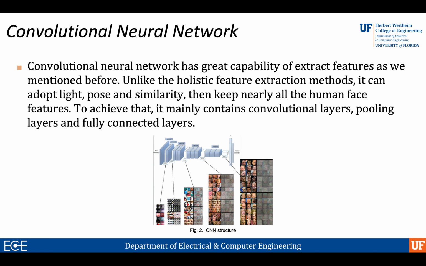So for the convolutional neural network, it has great capability of extracting features as we mentioned before. Unlike the holistic feature extraction methods, it can adapt to light, pose, and similarity among different people, then keep nearly all the human face features. To achieve that, it mainly contains convolutional layers, pooling layers, and fully connected layers.